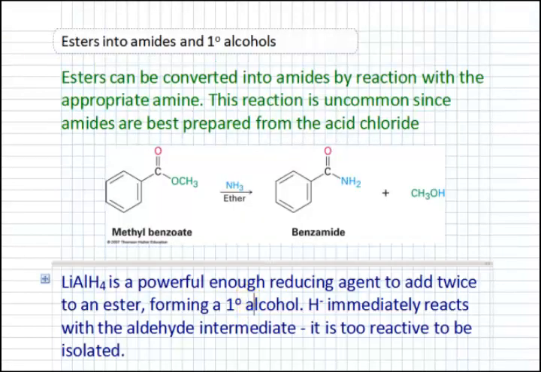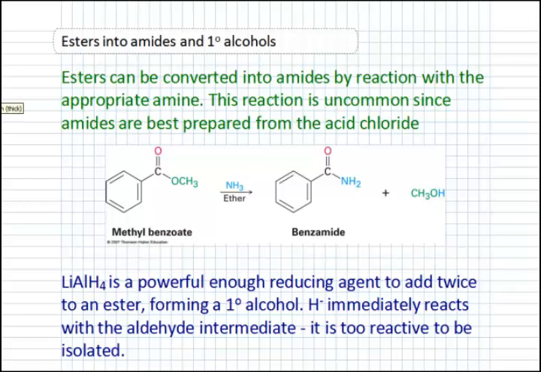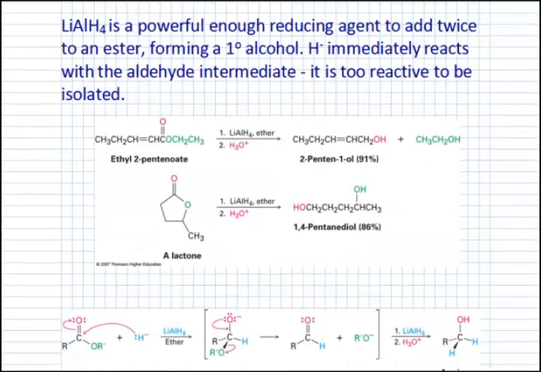We can convert an ester into an amide, but this reaction is not necessarily very common since, again, amides are going to be best prepared from acid chlorides. But esters technically are more reactive than amides are, so reaction of just a plain old amine should be able to displace the leaving group, making an amide. That reaction probably will take pretty harsh conditions, and it won't work very well, but it's definitely possible.